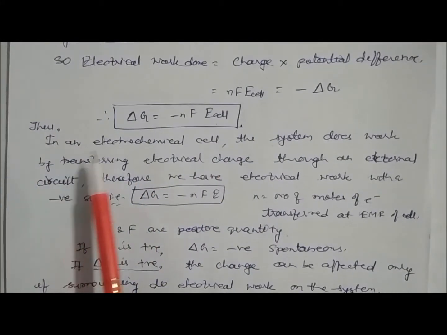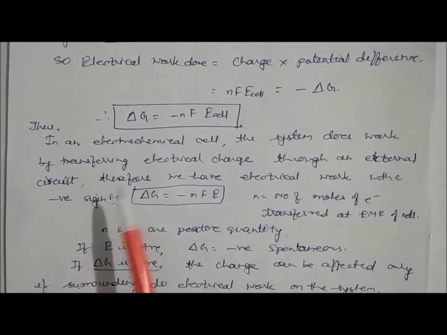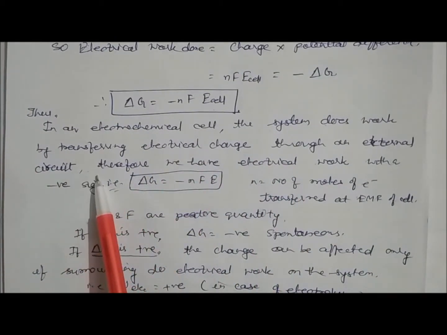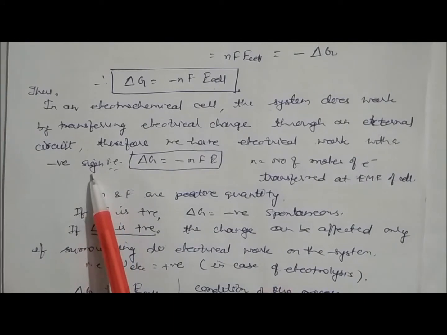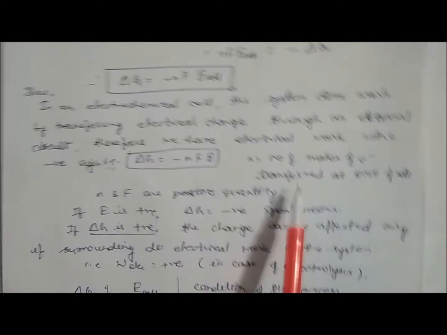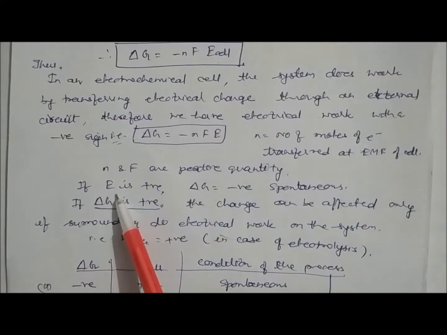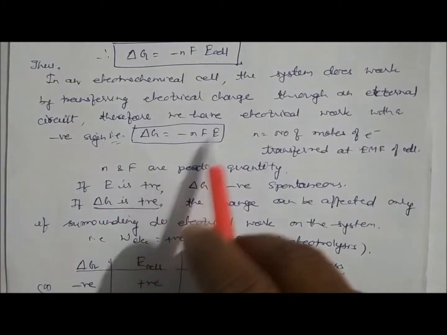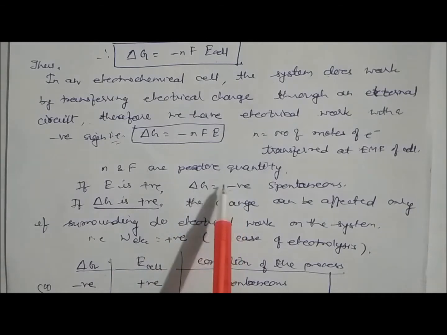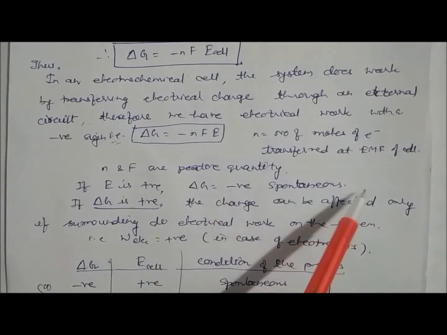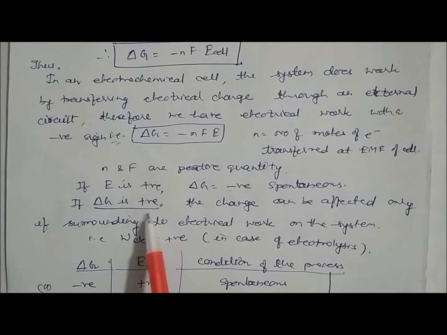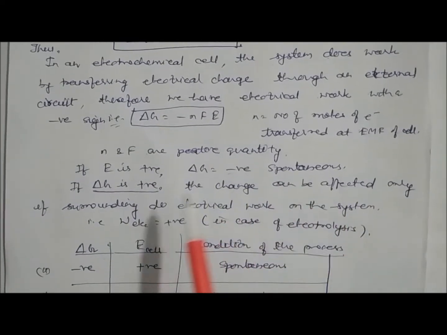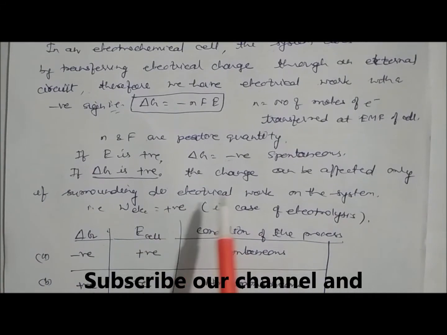Thus in an electrochemical cell, the system does work by transferring electrical charge through the external circuit. So we have electrical work done with a negative sign, where n is the moles of electrons transferred, E is the EMF of the cell, and nF is a positive quantity. Now if E is positive, delta G will definitely be negative. Negative means it is a spontaneous process. And if delta G is positive, the change can be effected only if the surroundings do electrical work on the system.